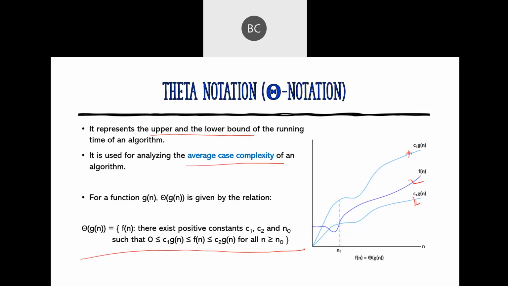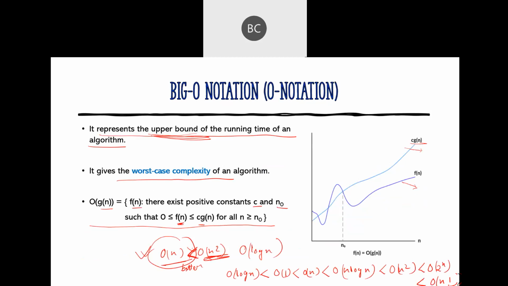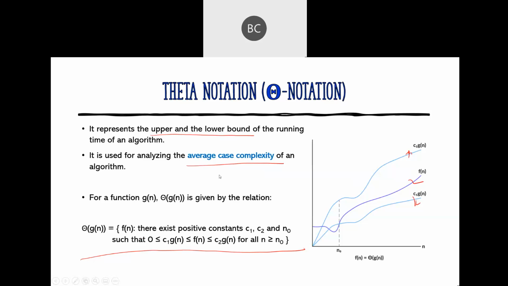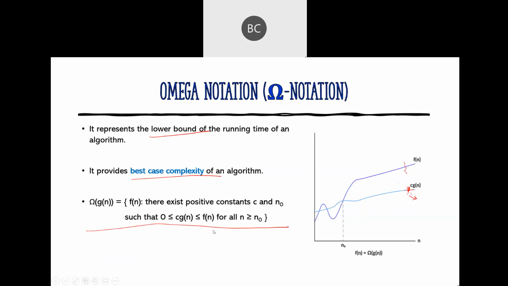Just remember three terms: big O for upper bound, which will give you the worst case. Then comes omega, which will give you the lower bound or the best case. And then comes theta, which will give you the average case complexity. And you just have to remember this formula.